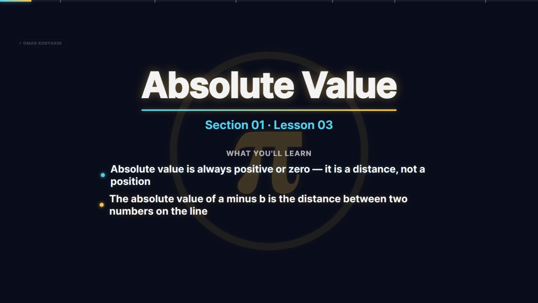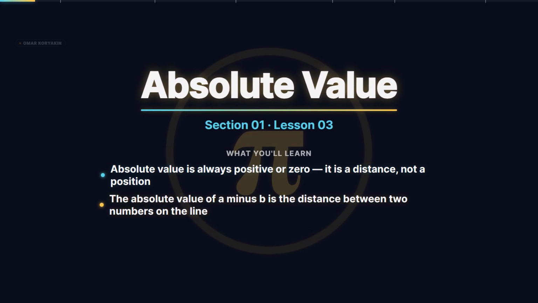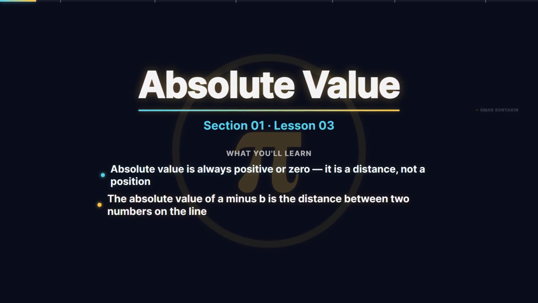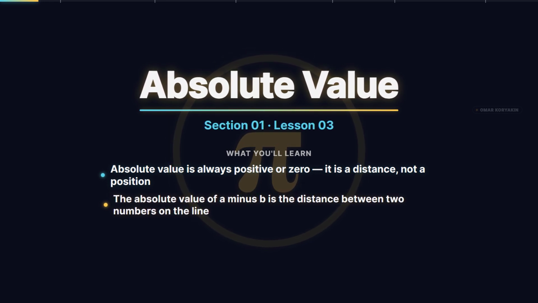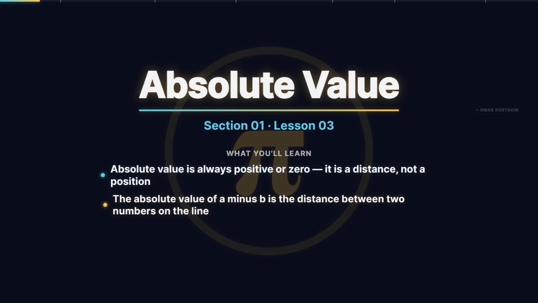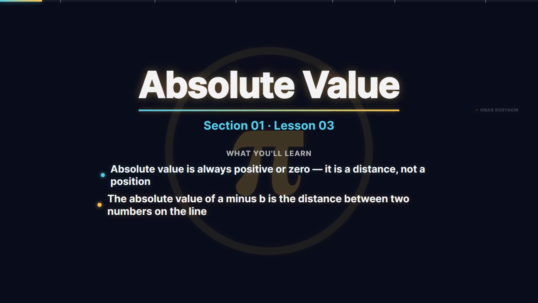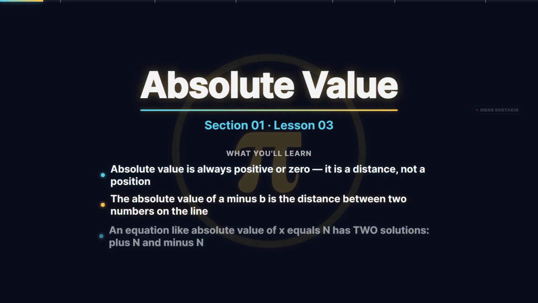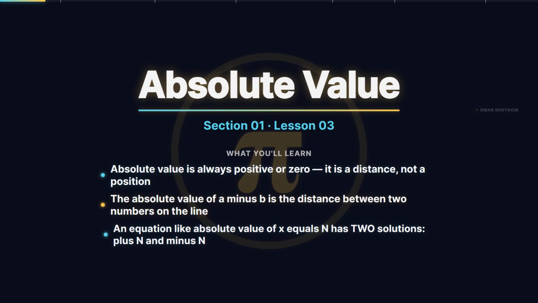Second idea: the absolute value of a minus b gives you the distance between two numbers on the line. It does not matter whether you write it as the absolute value of a minus b or the absolute value of b minus a. Both give the same answer because distance does not care about direction. This will become the standard way to compute distance in every coordinate system you ever meet, in 2 dimensions, 3 dimensions, and beyond.